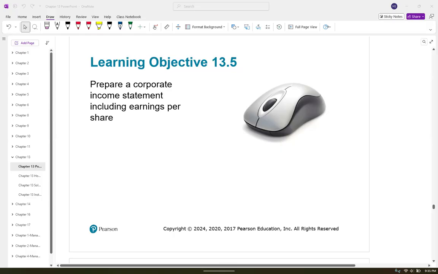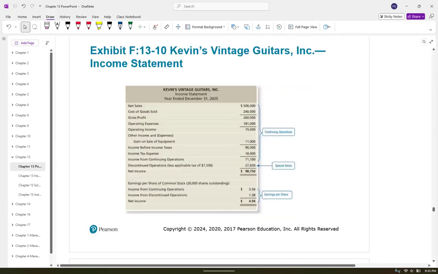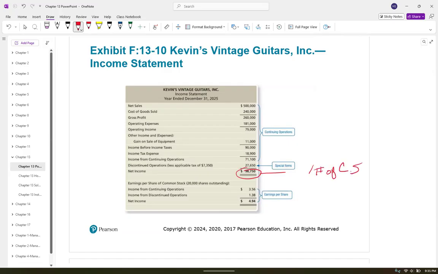All right, we're doing learning objective 13.5 and 13.6. The first one here is preparing a corporate income statement and including earnings per share. This might be the first time we've introduced earnings per share. Basically, earnings per share is just taking this net income and dividing it by the number of common shares of stock. The first part of this is the continuing operations, and then notice they have some other income. So everything's probably similar to you up to this point.